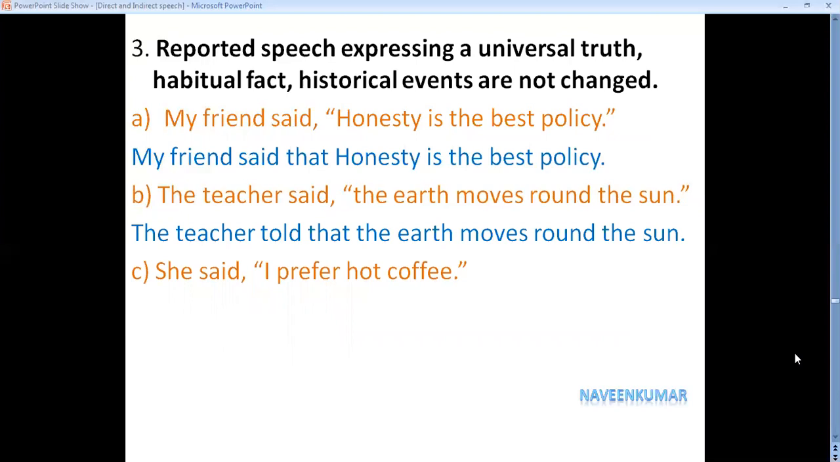Next example. She said, "I prefer hot coffee." That's a habit. So you are not supposed to change the tense when the direct speech is talking about habits or hobbies. So we have to keep it as it is. I prefer hot coffee. It's simple present. We have to keep it in simple present itself. In indirect, she told me that she prefers hot coffee.